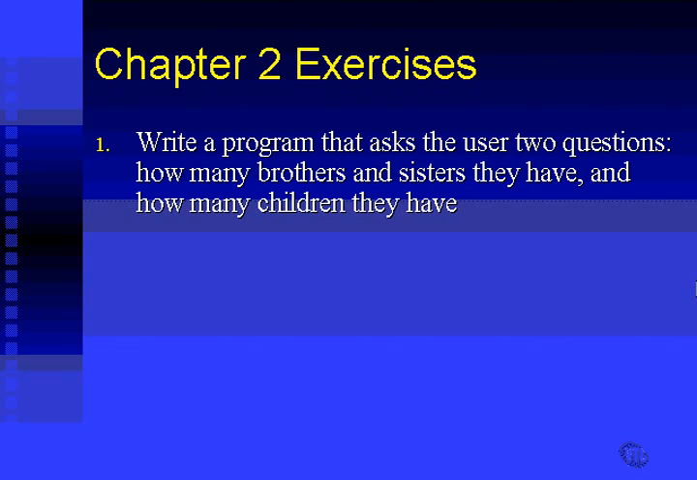So for each one, they get a question, then they type in the answer. Then they get the second question, and then they type in the answer. Then I want your program to print out one line of text that says, for example, you have 6 brothers and sisters and 3 children. Now that's the hardest part. Trying to get both to come out on the same line. Both answers, both numbers to come out on the same line.